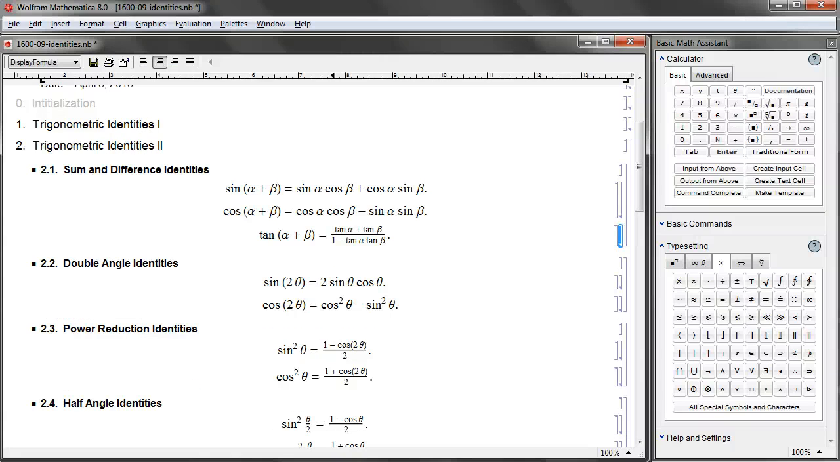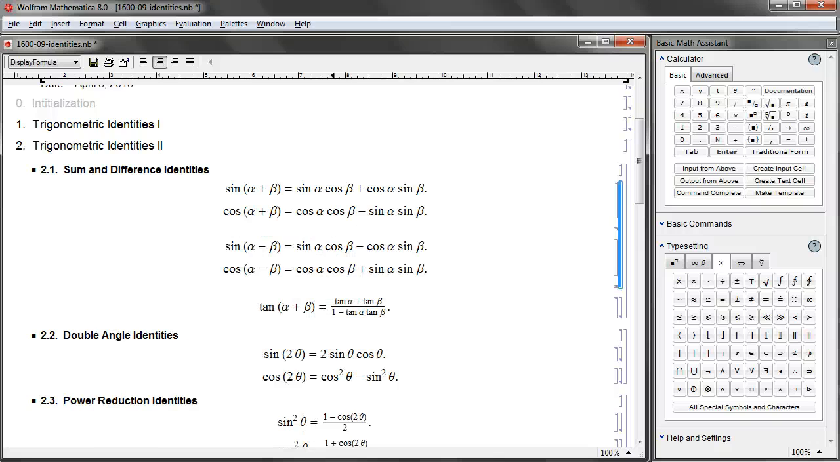Let's go over to another example. This time, let's work out the difference identities. How about sine of alpha minus beta and cosine of alpha minus beta? Well, actually here they are. Sine of alpha minus beta is sine of alpha cosine of beta minus cosine of alpha sine of beta, etc.